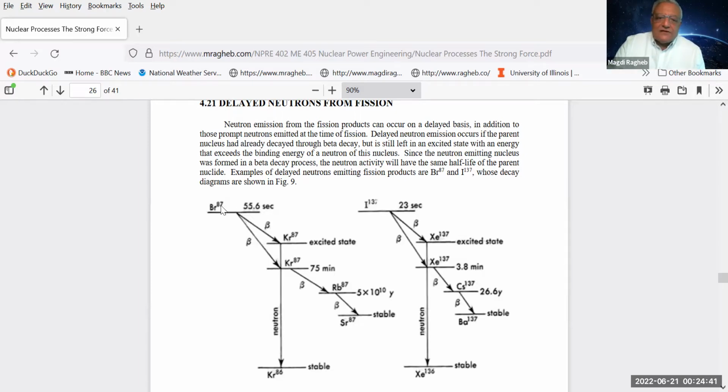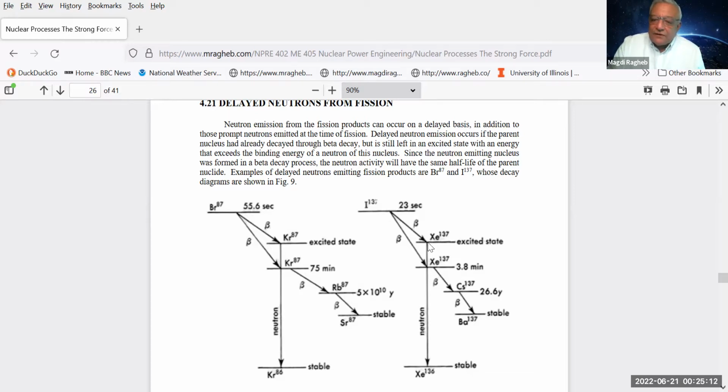Luckily for us, you'll find that some of the fission products that come in after the uranium-235 or plutonium-239 nucleus fission, some of the isotopes like iodine-137 in that case, and bromine-87 emit beta particles that turn their nucleus into an excited state internally, and then one of the excited states emits a neutron. And same for iodine-137.